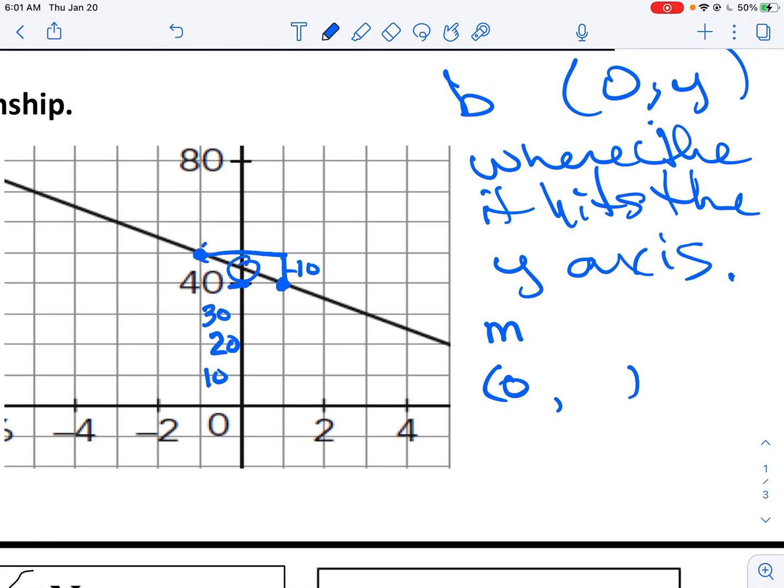And then it's going over how many? Well, this would be 1, this would be -1. So horizontally it's going up by ones. So this is over 2. So my slope would be -10 over 2, which is -5.